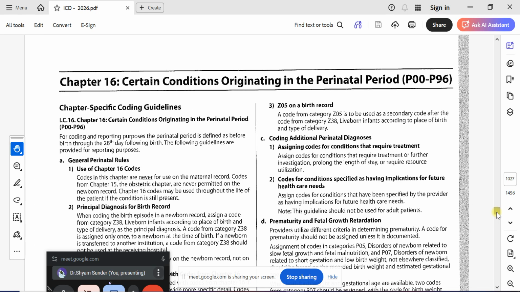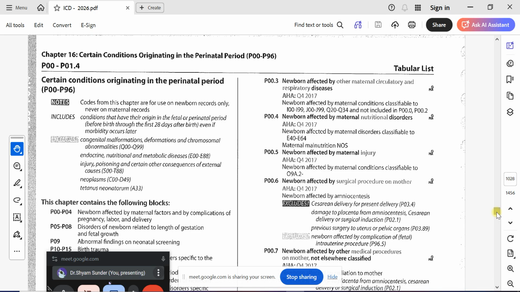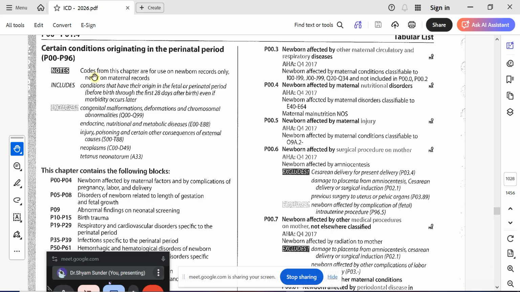So here we are. This is chapter 16. Yes. We have a note. Codes from this chapter are for use on newborn records only, never on maternal records. And the codes include conditions that have their origin in the fetal or perinatal period, before birth, the first 28 days. That's important. That is called the neonatal period. First 28 days of life is called the neonatal period.